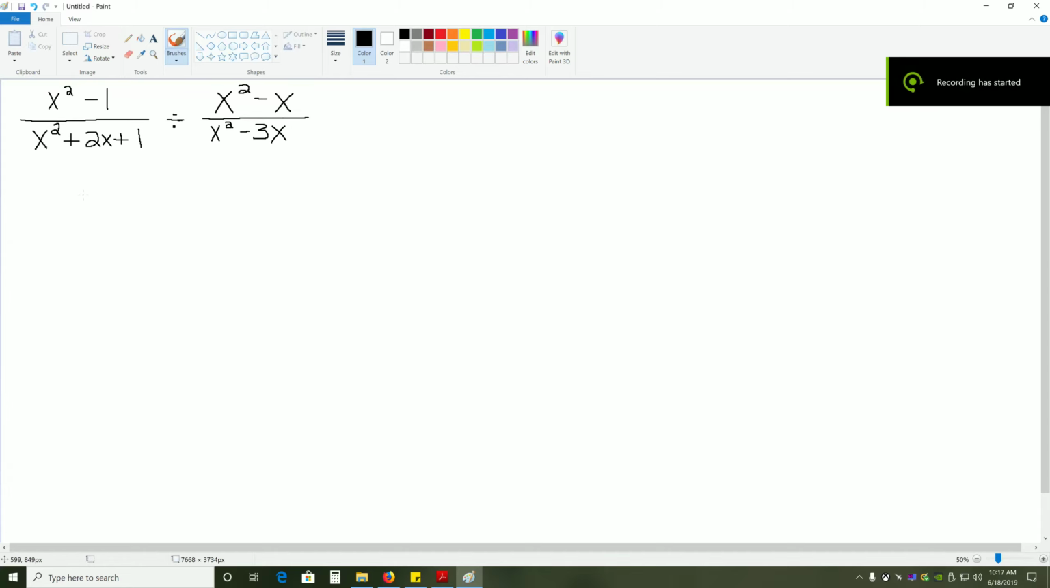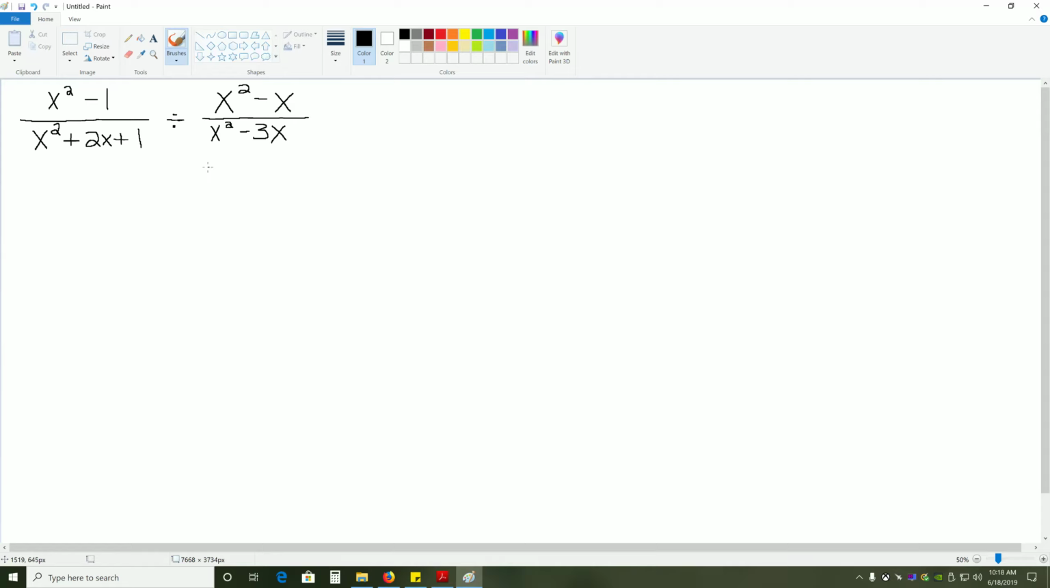In this problem, we're going to be dividing two rational expressions. We have x squared minus 1 over x squared plus 2x plus 1 divided by x squared minus x over x squared minus 3x. So we're dividing by this entire fraction on the right.